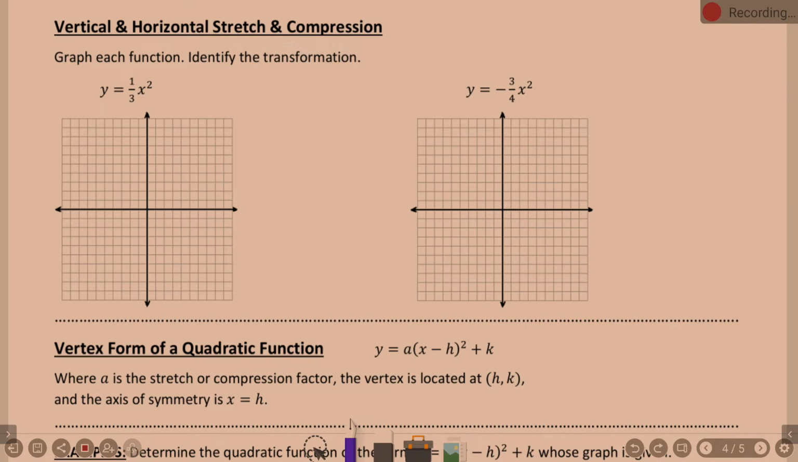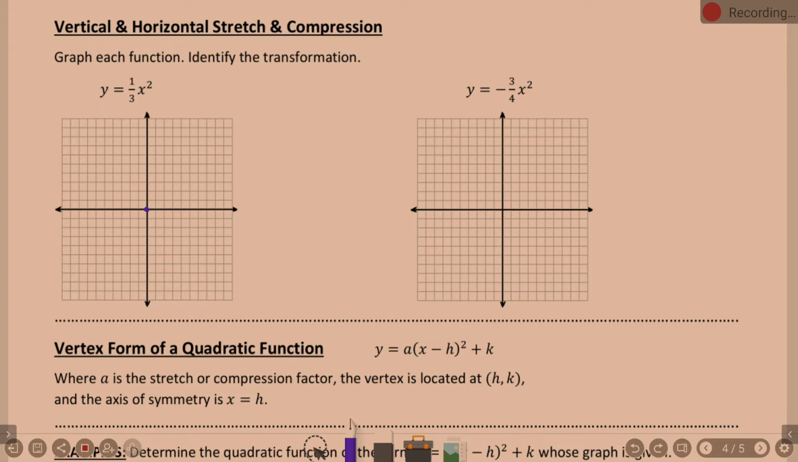Is this graph going to move left, right, up, or down? No, which means where's my vertex going to be? My vertex is going to be at 0, 0, which is probably why I didn't ask for vertex and axis of symmetry here, because if we're not moving, we've got the basics.